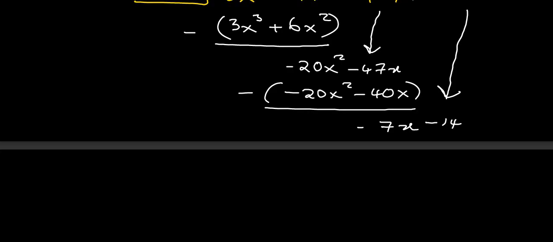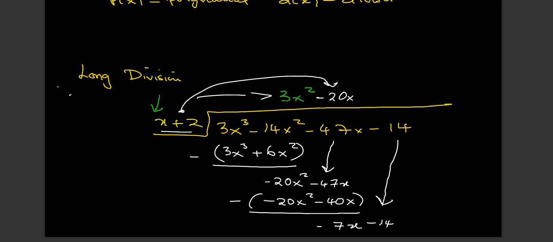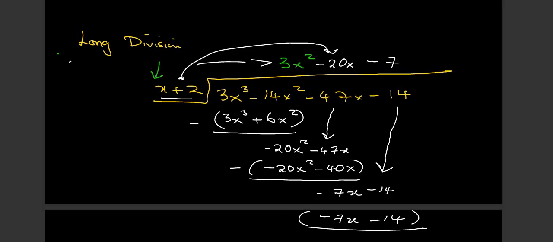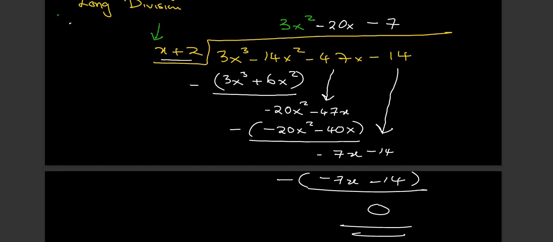Then again we divide. What is x into negative 7x? That's just going to be negative 7. Then again we start multiplying these two by the negative 7 there. That's going to give us negative 7x, then minus 14. You notice that if I find the difference here, if I subtract, I'm simply going to get a 0. The main reason why we're getting a 0 is because this was found to be a factor of our polynomial. So that's the reason why the remainder is 0.